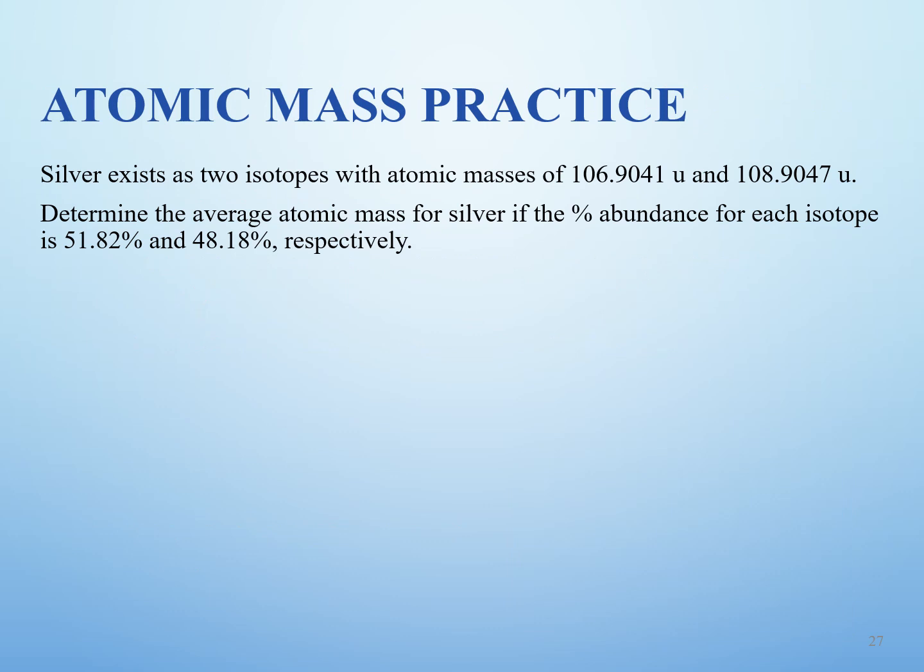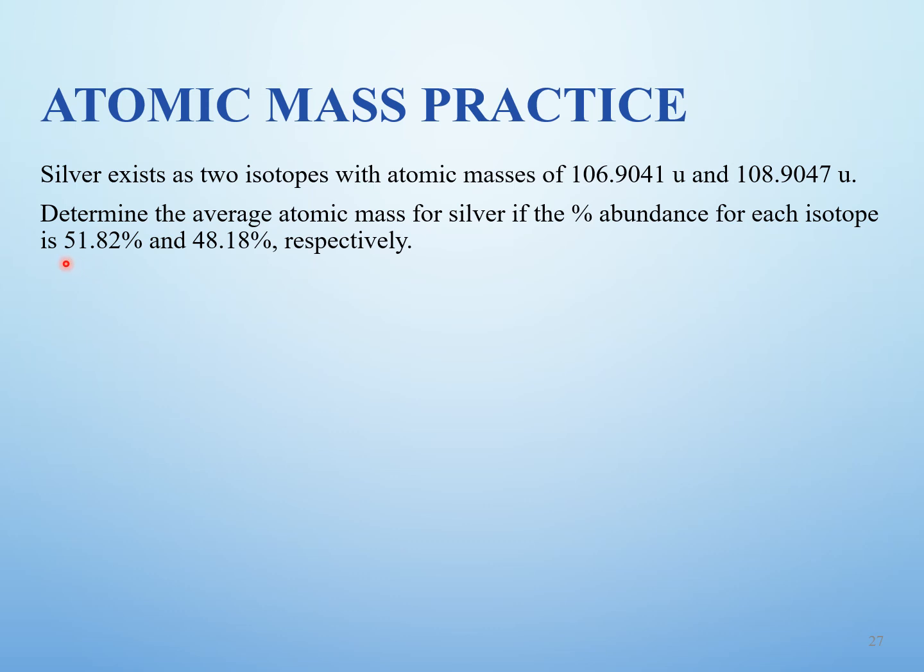So let's practice calculating for silver. It has two naturally occurring isotopes with atomic masses of 106.9041 AMU and 108.9047 AMU. Remember, this U is AMU, atomic mass unit. The question says determine the average atomic mass for silver if the percent abundance for each isotope is 51.82% and 48.18% respectively.